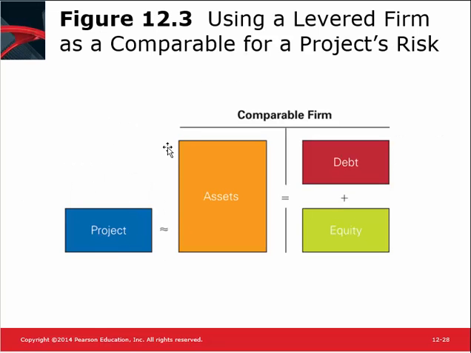And again, using a comparable project, this company has debt and equity. We want to use a project very similar in the asset base. Assume the debt and equity remains the same. It'll give us an idea of why we're trying to show that the cost of financing for this comparable firm can be used to look at our particular project.